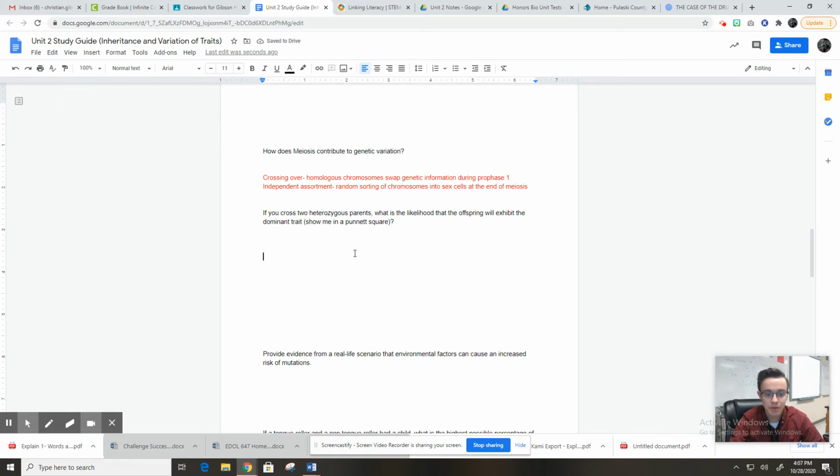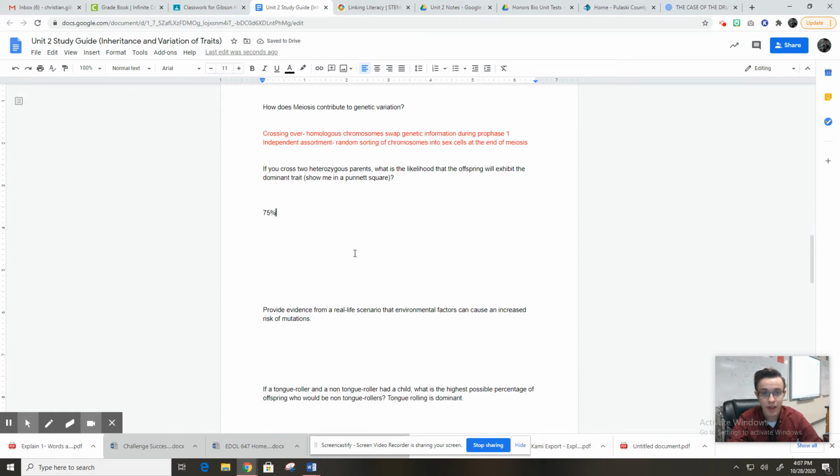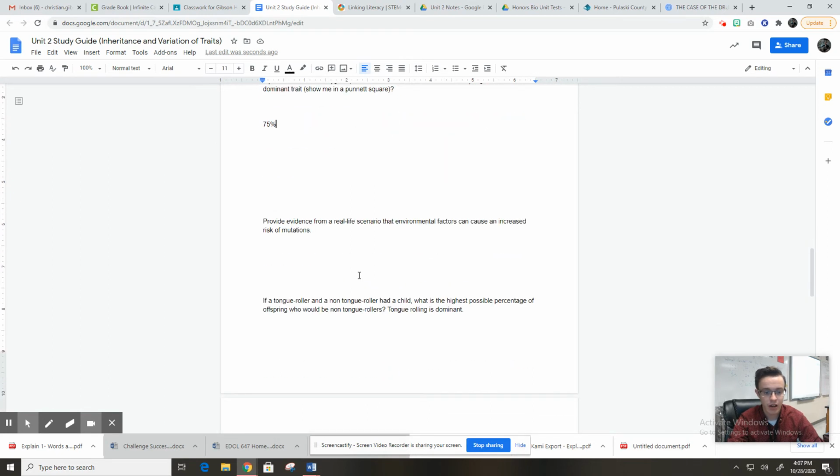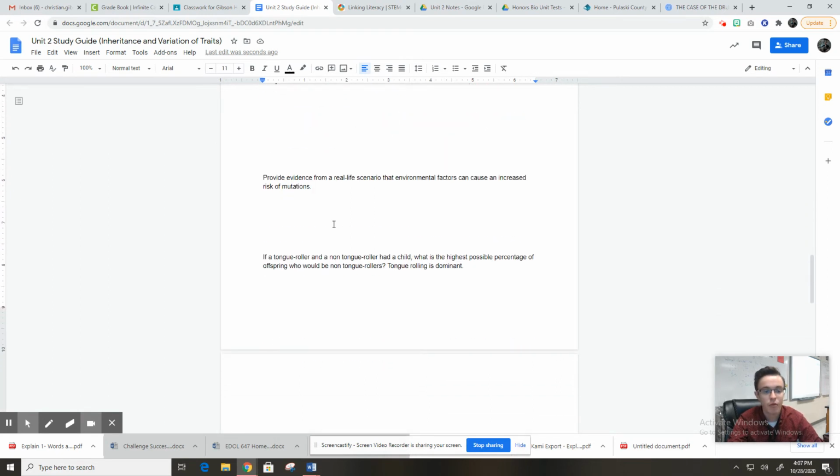So if you remember, the phenotypic ratio, meaning the ratio of dominant phenotype traits being expressed and recessive traits being expressed, whenever you cross two heterozygous parents, it's always 3-to-1. So 3 out of 4 would be 75%. There's a 75% chance offspring will exhibit the dominant trait. If you are fuzzy on that, work it out in a Punnett square. If you can do it in your head and get it right, go for it.